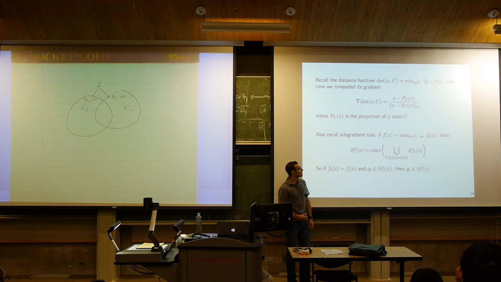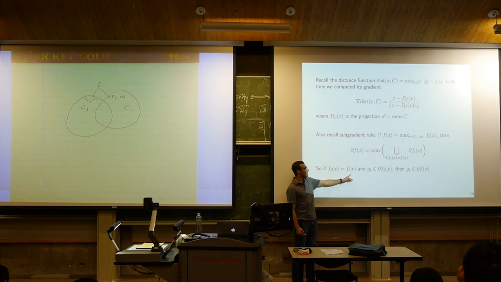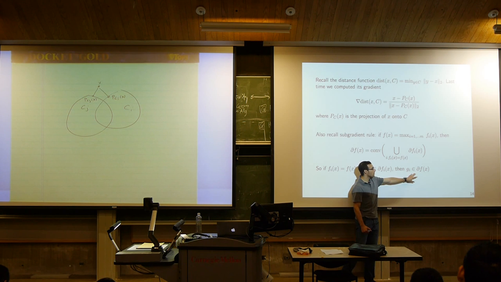Okay, so that was our rule for subgradients of maxima of functions. Suppose we just wanted a valid subgradient at the point x of the function f. Then we can say from this rule that if you find a function that achieved the max, so that f_i of x equals f of x, and you grab a subgradient g_i from the subdifferential of f_i at x, then that is certainly going to be a valid subgradient for f at x, because it's an element of the subdifferential here.